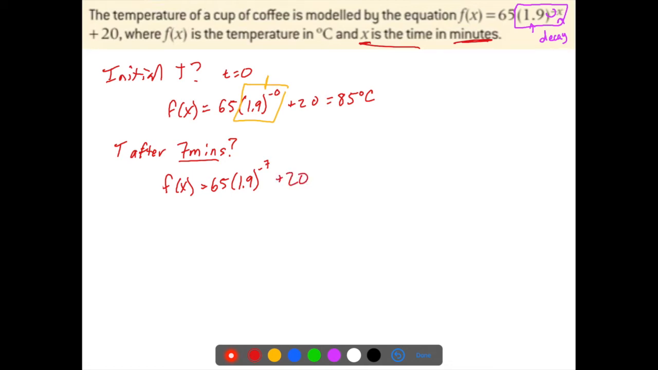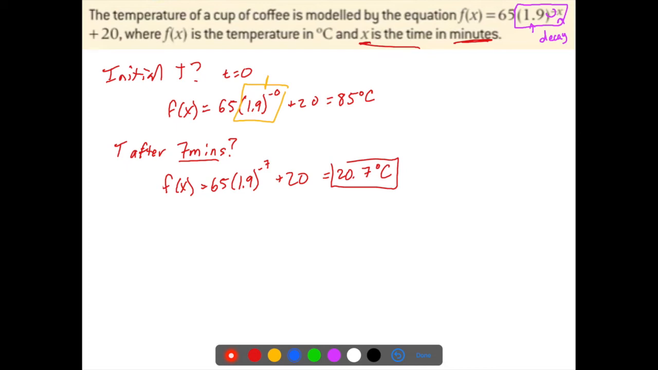And you should be able to punch that into your calculator. And I get 20.7 degrees Celsius when I work that out. So that's after 7 minutes, it's cooled off to 20.7. Must not be in a very well insulated cup, so it cools off pretty quick.